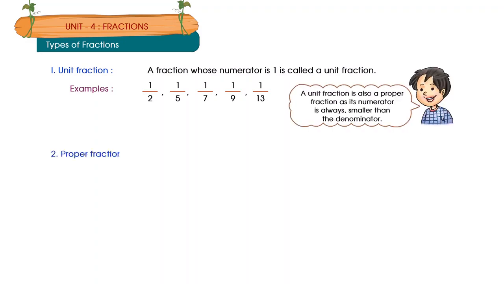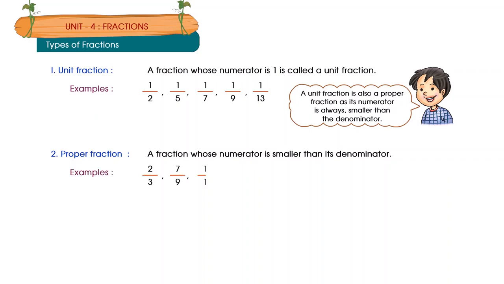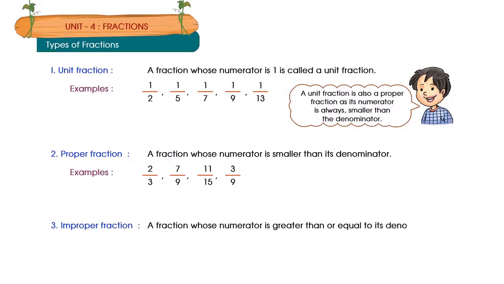2. Proper fraction. A fraction whose numerator is smaller than its denominator. Examples: 2 by 3, 7 by 9, 11 by 15, 3 by 9. 3. Improper fraction. A fraction whose numerator is greater than or equal to its denominator. Examples: 9 by 9, 11 by 9, 8 by 7, 6 by 4.